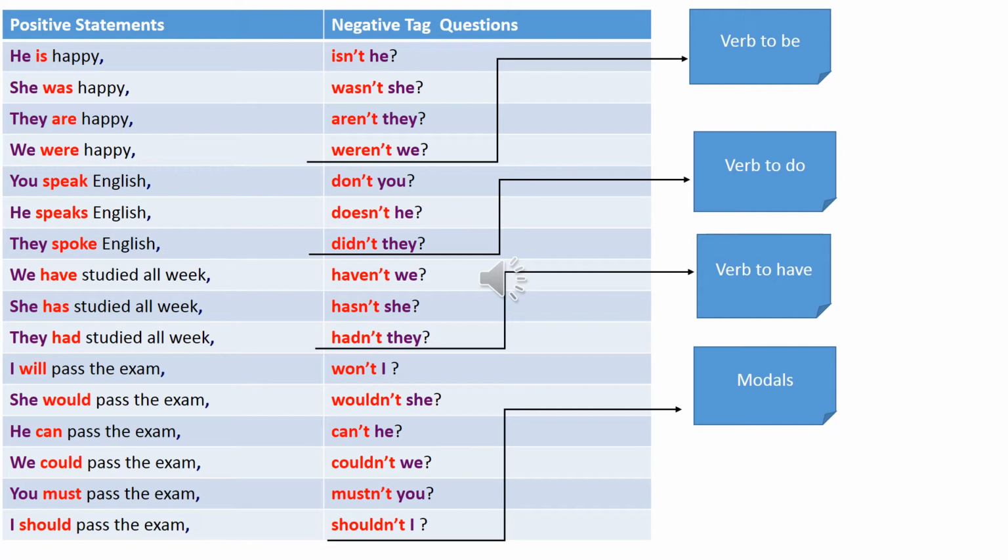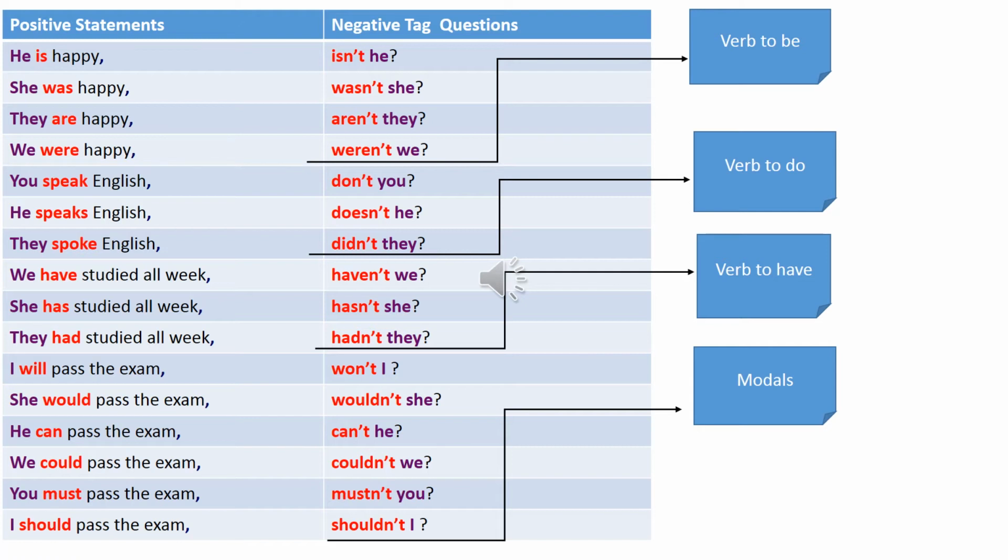He speaks English, doesn't he? He speaks. It is in the present simple tense. And the subject here is singular, he. He speaks English. If we want to negate this sentence, he speaks English, we will say that he doesn't speak English. Is it true? Yes. If we want to negate this sentence, we will say he doesn't speak English.